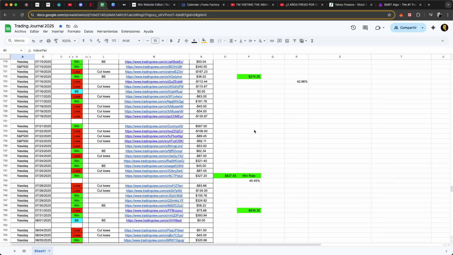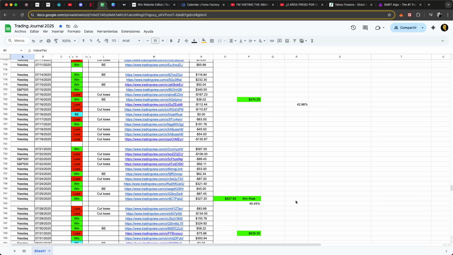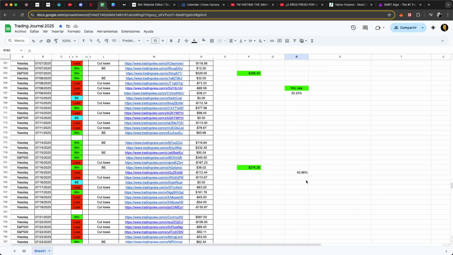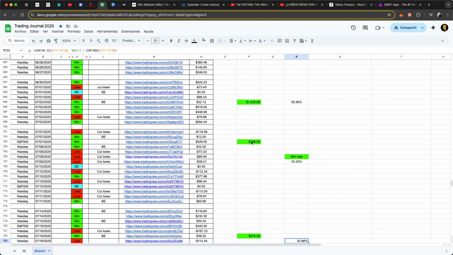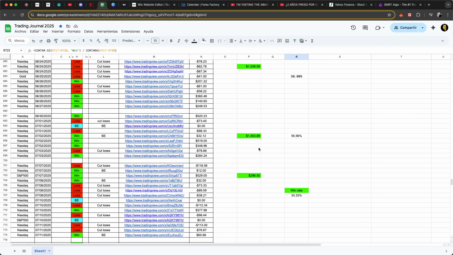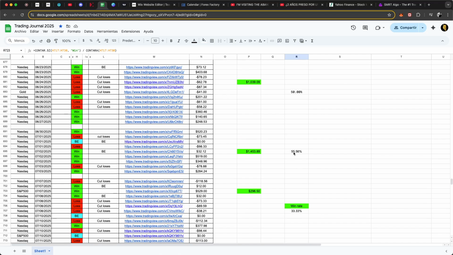And as you can see, I haven't done much of the win rate here. We have 45% win rate. Notice 42% win rate this week, 33% win rate, and I still close with profits. You see, at least a little bit. 55% win rate this week.